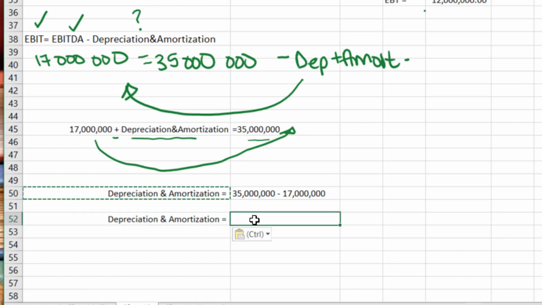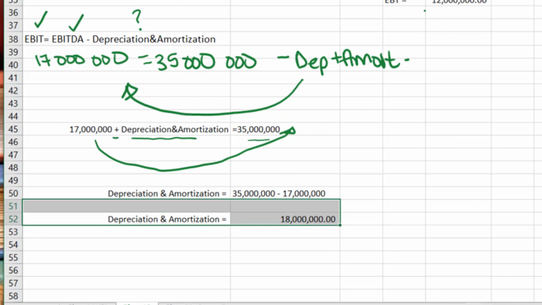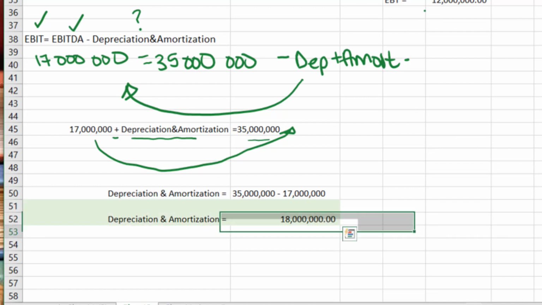So now I can solve for that by typing in the numbers I need, right? So here, just like a calculator equals, I'm going to take 35 million minus 17 million. Okay, and so then it gives me this nice number here for my depreciation and amortization, and that's the solution. So we're like, oh, we finally got there. We did. Good job. Okay.